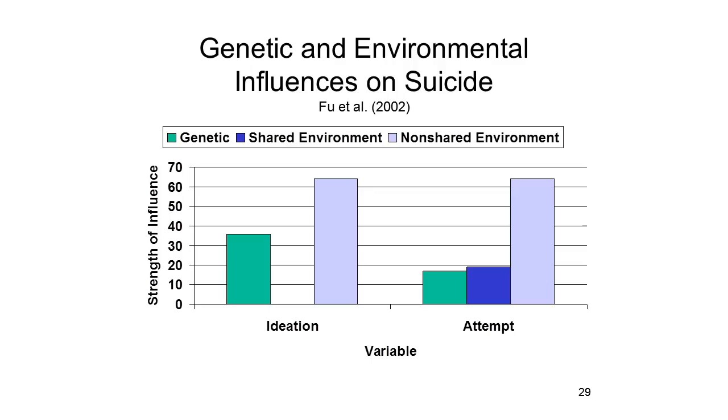The shared environment played apparently no role in suicidal ideation, and just a little role in suicidal attempt. But the non-shared environment played an overwhelming role in determining both suicidal ideation and suicide attempt. Population variance in suicidal behavior, both ideation and attempt, appears to be overwhelmingly determined by variance in the non-shared environment. And again, I'll leave it to you to speculate on exactly what those non-shared environmental factors might be.